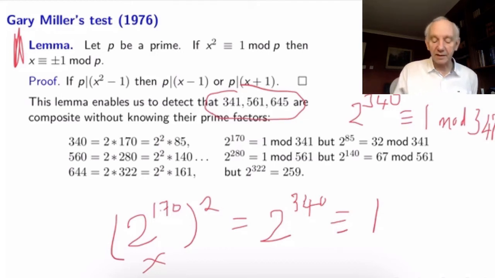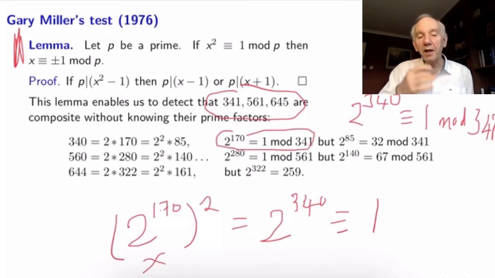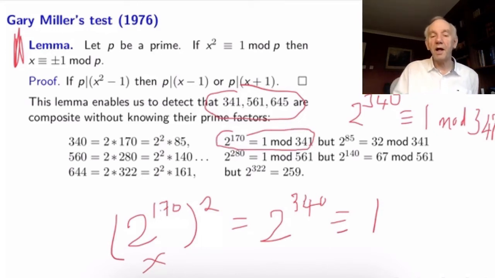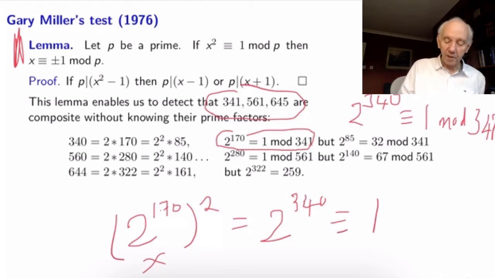Okay, well, it turns out that this is equal to 1. So that doesn't really tell us anything new. But we can keep going. I can say, given that this is equal to 1, let's now take a square root of 2 to the 170. Half of 170 is 85. So I can replace this with 85.